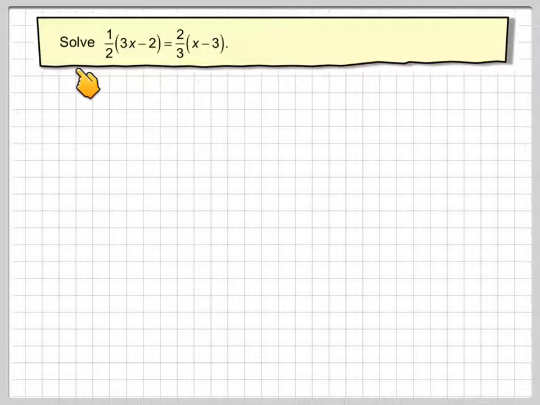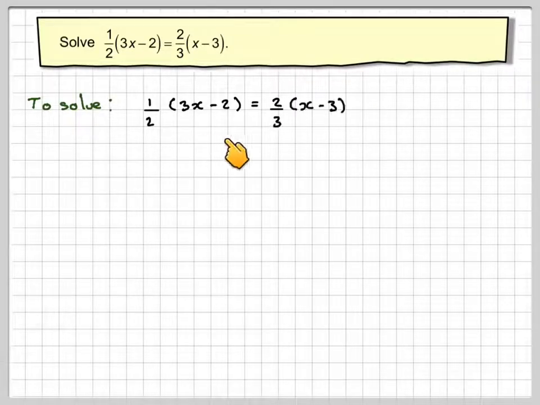So in this video we're going to solve this equation: 1/2 (3x - 2) = 2/3 x - 3. So to solve, we've got 1/2 times (3x - 2) is equal to 2/3 x - 3.